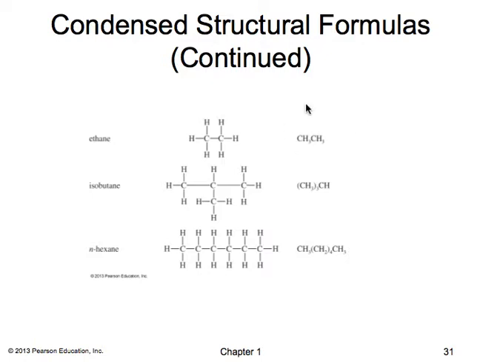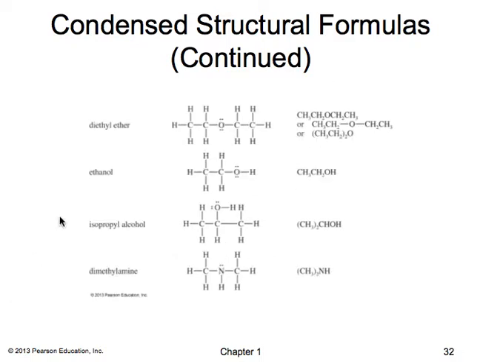Ethane, CH3CH3. Isobutane. Now you see CH3, then subscript is 3 with the CH. So that is showing that you have 3 of these CH3 groups around a central CH, and so the condensed formula is accurately representing this. And then n-hexane, in which there are a bunch of CH2s in the middle of 2 CH3s.